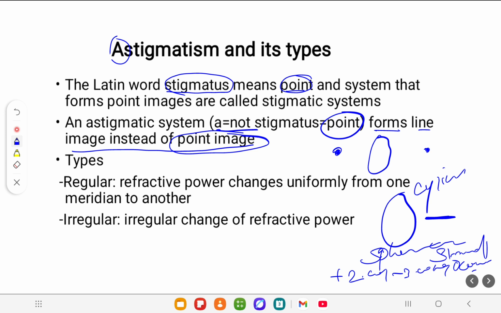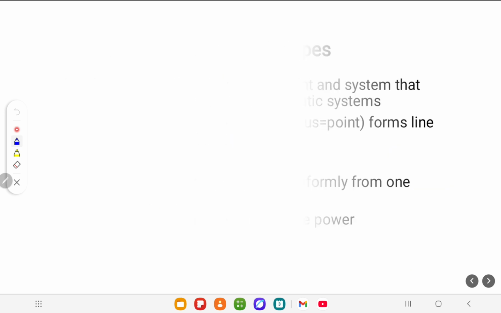The types of astigmatism are regular astigmatism and irregular astigmatism. The main difference is that in regular astigmatism, refractive power changes uniformly from one meridian to another meridian, and in irregular astigmatism, there is an irregular change of refractive power. Regular astigmatism means the two meridians are separated by 90 degrees. In irregular astigmatism, the two meridians are not separated by 90 degrees, which is a very simple definition.